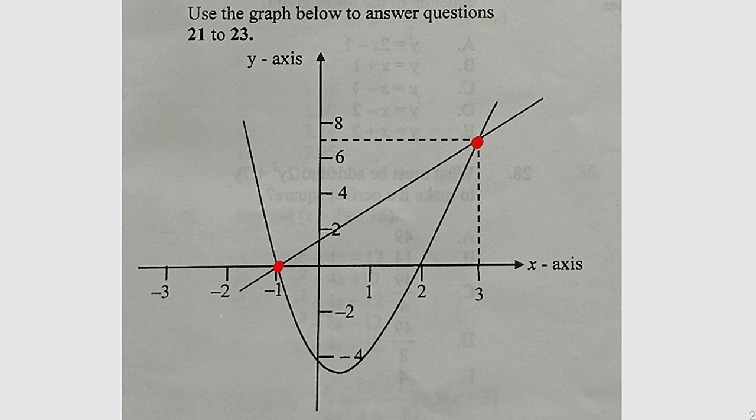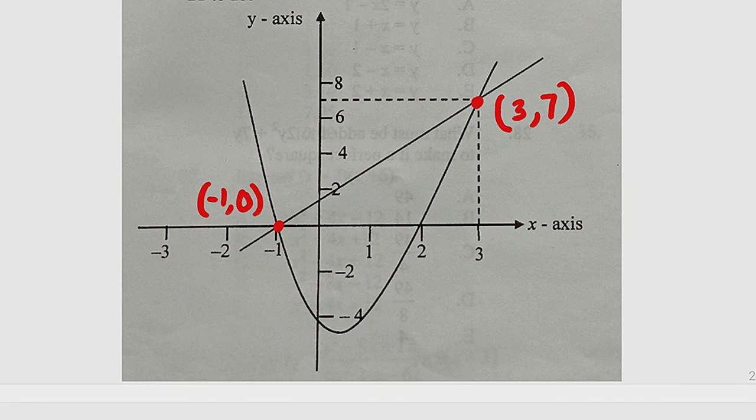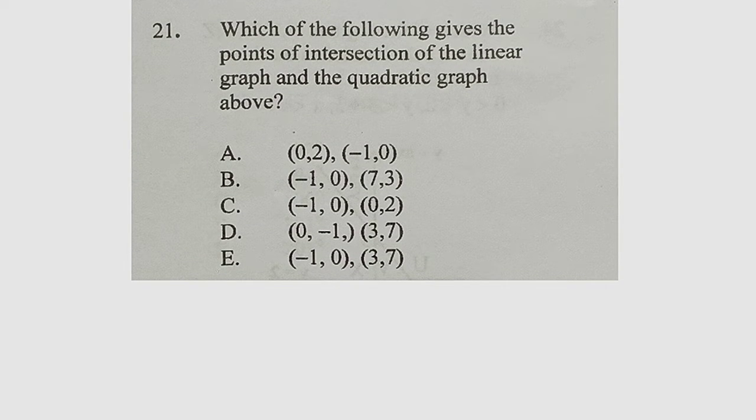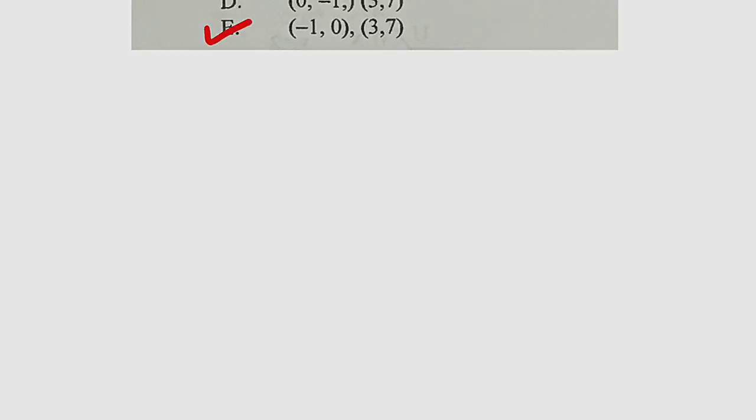The coordinate of the intersection, you can see the value of x at this point is -1, but the value of y is 0 at that point. Then coming down here, you can see x is 3 and y is what, 7, which is between 6 and 8. So the points of intersection are -1, 0, then 3, 7, which is option E. Let's go to question number 22.